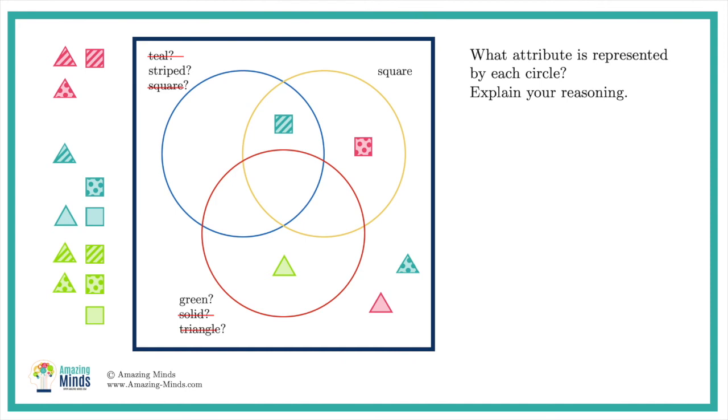So as we use that for all of the circles, we can determine pretty easily that this blue circle represents stripes, the yellow circle represents squares, and the red circle represents green, because here are triangles and here is a solid.